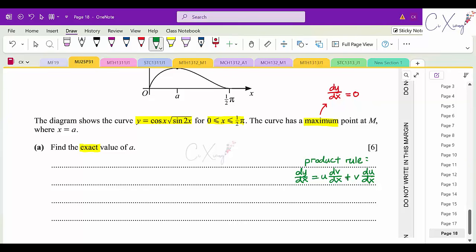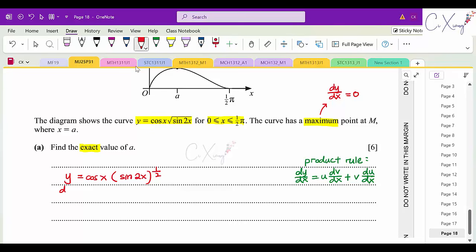Alright, it is actually the product rule, just that I try to memorize the steps only. Then after you get the differentiation, you let dy/dx equal to 0. From there, you can get the x coordinate for the maximum point, which is the a. Alright, so let's start. I'm having y equals cos x times (sin 2x) to the power half.